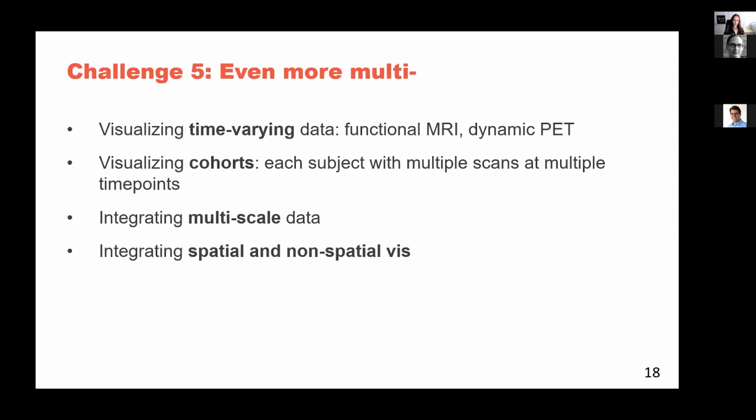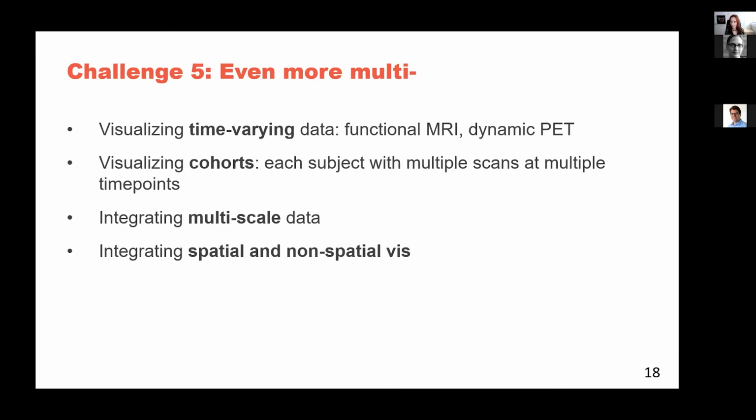Then the fifth challenge is really one that covers a lot of ground. I tried to make it only 5 challenges and not like 10 or so. But there's multimodal, as we have spoken about so far, which is when you have multiple images from different scanners. But there's also more multi things going on that you can think of. For example, when you have time varying data, such as functional MRI scans or dynamic PET, how do you show that in a meaningful way?